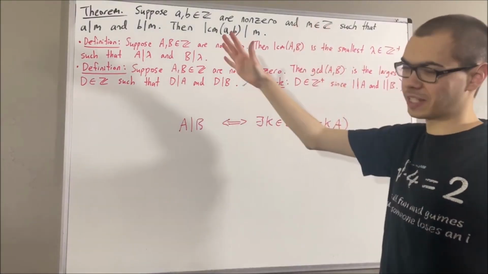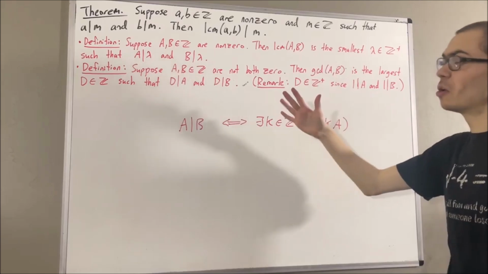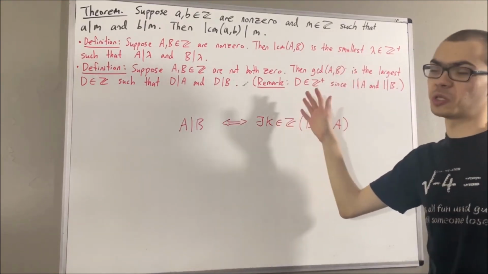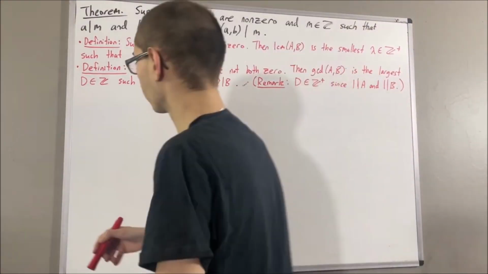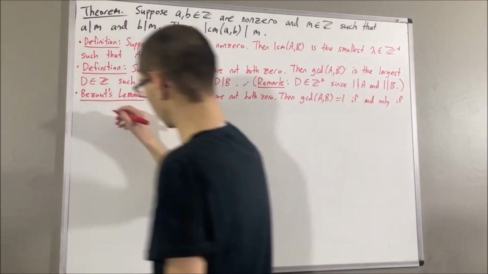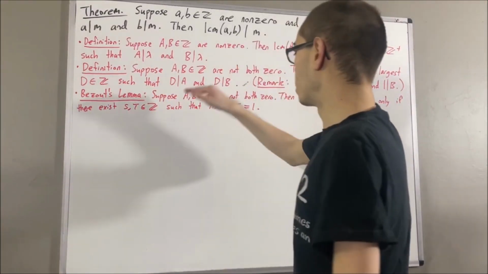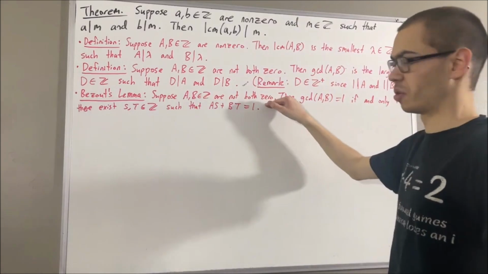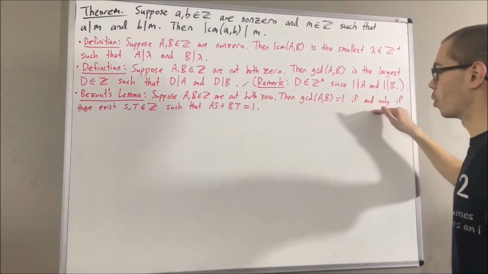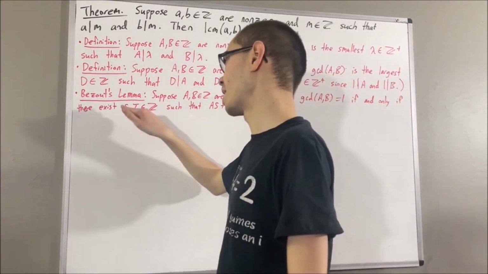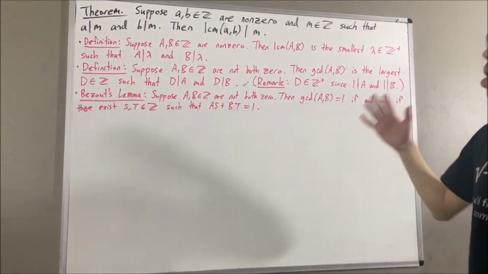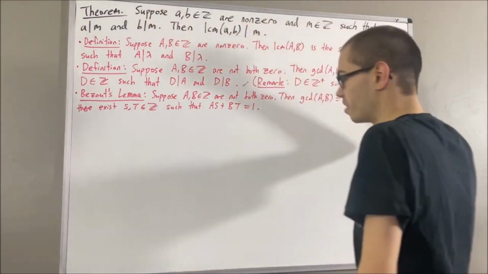And also, in proving this theorem, we are going to use Bézout's lemma, which is a property that tells us what happens when the greatest common divisor of two integers is equal to 1. Suppose a and b are integers that are not both zero. Then the greatest common divisor of a and b is equal to 1 if and only if there exist integers s and t such that as plus bt is equal to 1. Okay, so now let's get into proving this theorem.